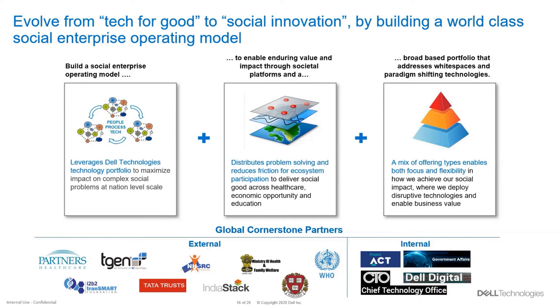The middle column here speaks to one of the key ways we would like to do that, through what we're calling societal platforms. And in a sense, this is where we think the I2B2 platform sits in. It's a foundational layer with basic foundational data or technology, and then different things can come on top of that to make use of it to drive social change.